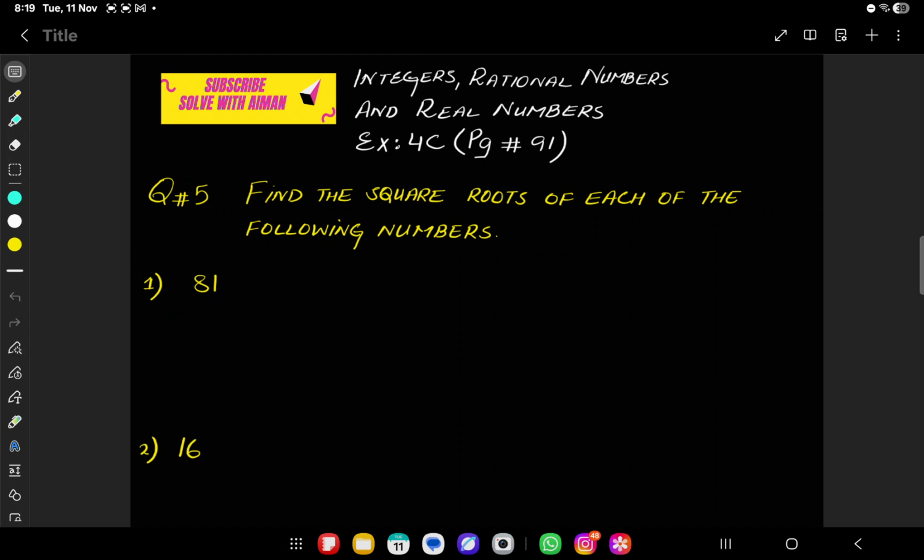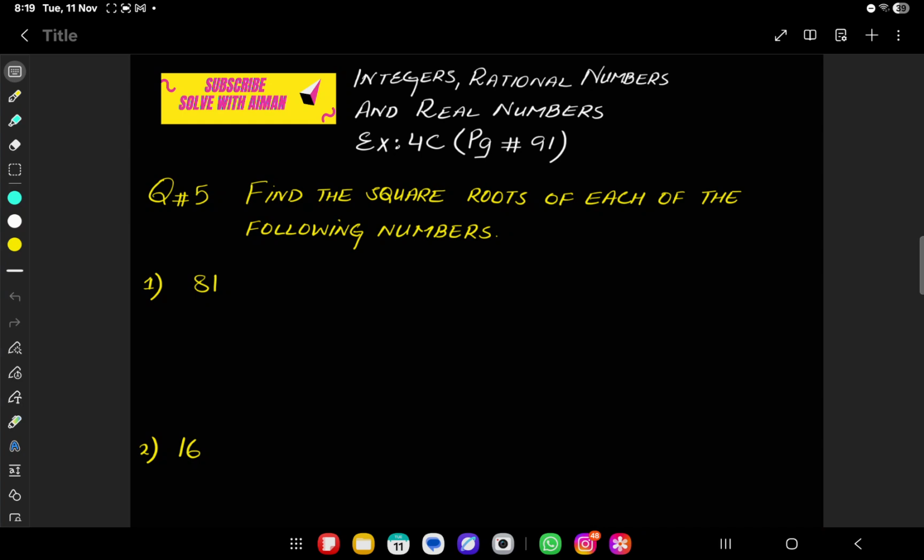This is Think New Syllabus Mathematics 8th edition, Book 1D1, and we are doing exercise 4C, question number 5. In this question, they are saying find the square root of each of the following numbers.